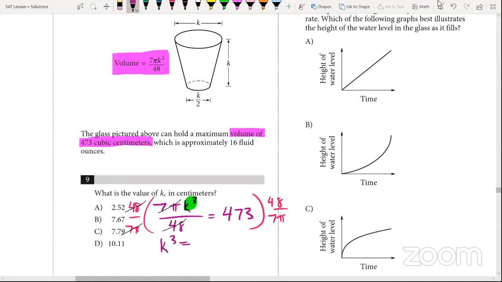Now be careful on your calculator. On your calculator here, you have to say 473 times 48 divided by parentheses 7 pi. Because if you do divided by 7 times pi, your calculator is going to think that you're doing 473 times 48 divided by 7, and then we're multiplying everything by pi. But that's not what we're doing. We're dividing everything by 7 pi. Tiny difference that would result in an answer that's off by a factor of 3.14 squared, if that makes sense. So just be careful on your calculator. When you're dividing by 7 pi, use parentheses.